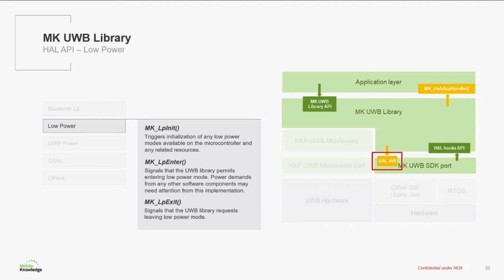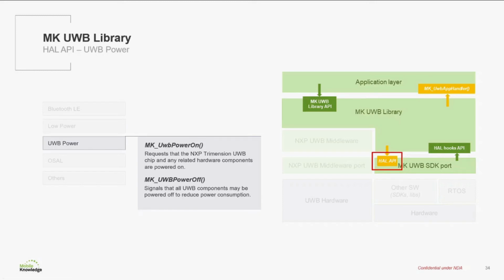The implementation of these three methods depends largely on the power mode supported by the host and how they are managed. Typically, the library will allow entering low power mode when ultra-wideband is not active, and it will request leaving it when access to the communication bus with the ultra-wideband chip is needed. The implementation of these three functions may be omitted if the hardware doesn't support or doesn't need to support any low power modes. If so, the functions may be implemented with empty stubs.